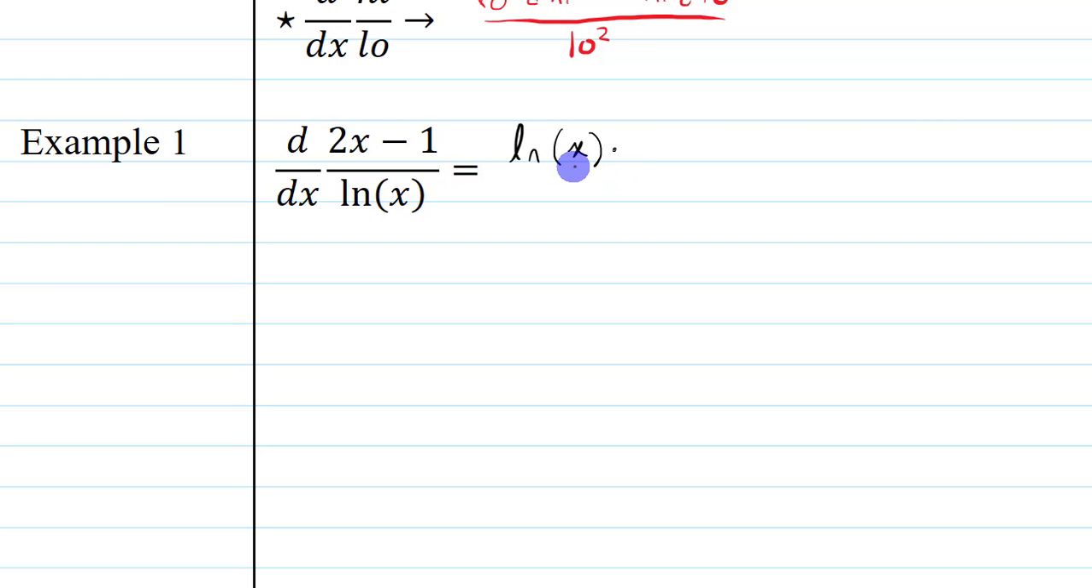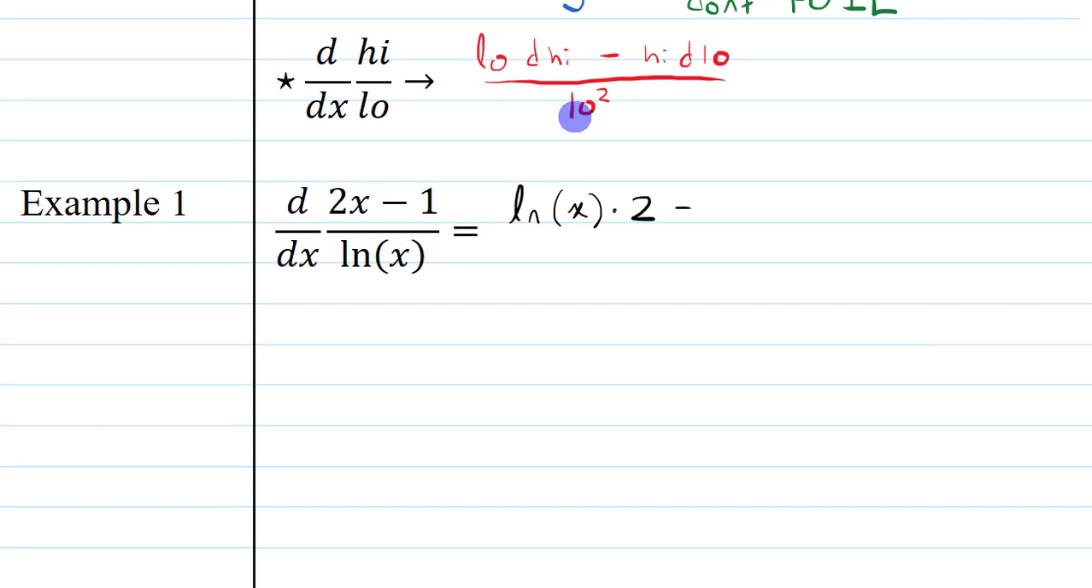So natural log of x times, since it's low d high, the derivative of the high, the derivative of the top. What's the derivative of 2x minus 1? 2. Perfect. And I'm going to subtract high d low. So it's 2x minus 1. Keep parentheses around that 2x minus 1. That is the entire function, that is our high. And now we need to multiply by d low, which would be 1 over x. Times 1 over x. There it is. And all of this is going to be divided by ln of x quantity squared.